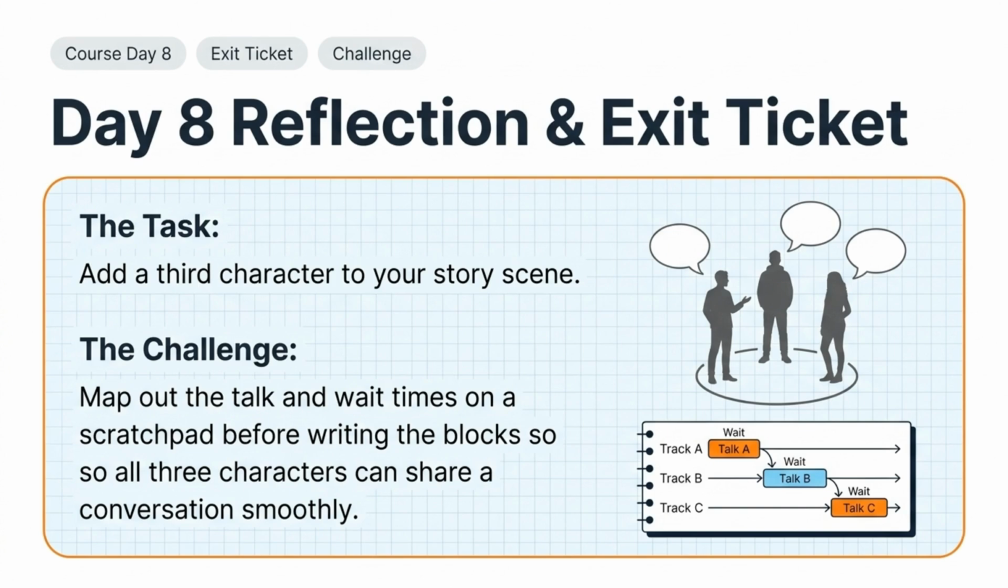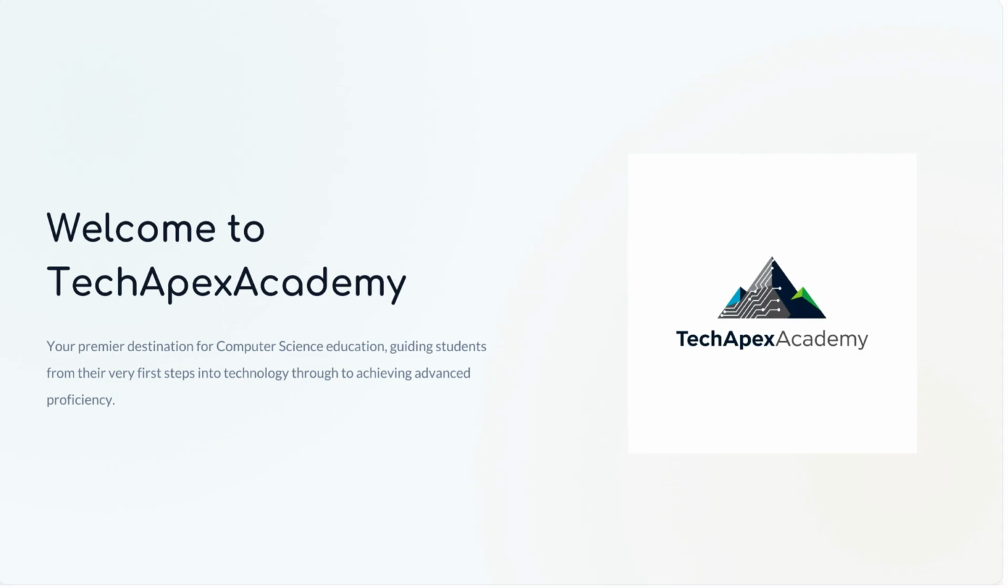For your reflection and exit ticket, the task is to add a third character to your story scene. The challenge is to map out the talk and wait times on a scratch pad before writing the blocks for a smooth conversation.